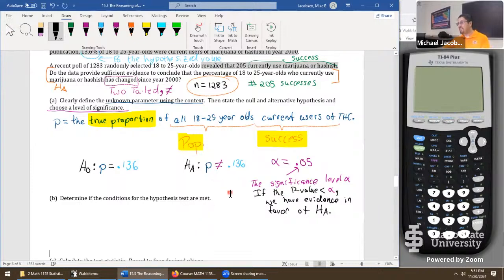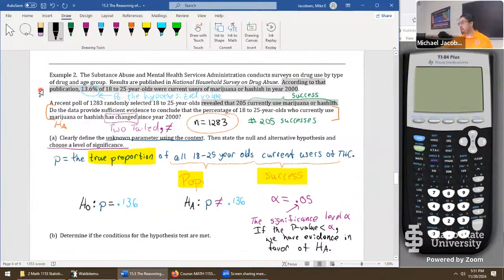So we're about ready to start the test. Any questions at all, folks, with the first initial analysis of setting up the parameters, all that fun stuff? Okay, let's check the conditions next.